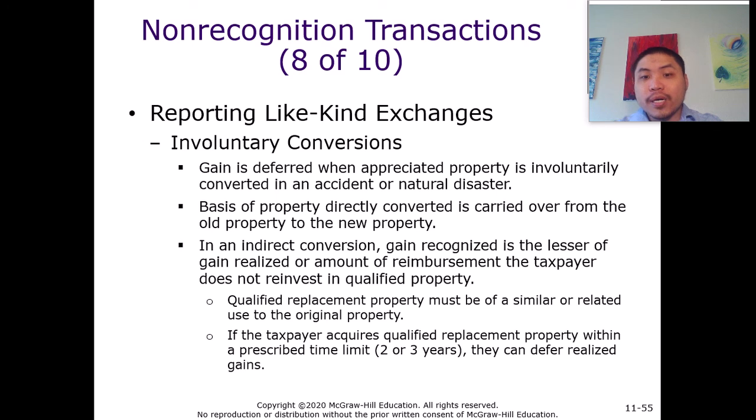In the case when the insurance company gives the taxpayers cash in compensation, this is called indirect conversion. In this case, the gain is going to be recognized, because they receive some cash. The amount is going to be the lesser of the gain realized or the amount of reimbursement that the taxpayer does not reinvest in qualified properties.